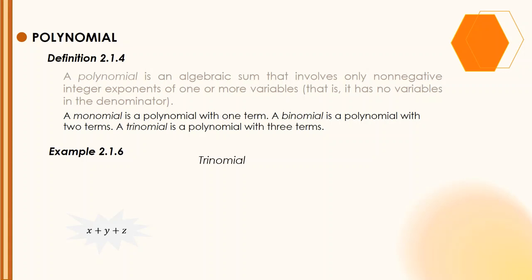Ang first term is x, second term is y, third term is z. x squared plus x minus 1. So, meron tayong tatlong terms kaya trinomial siya. x minus xy minus y squared. So, meron ding tatlong terms kaya trinomial siya.